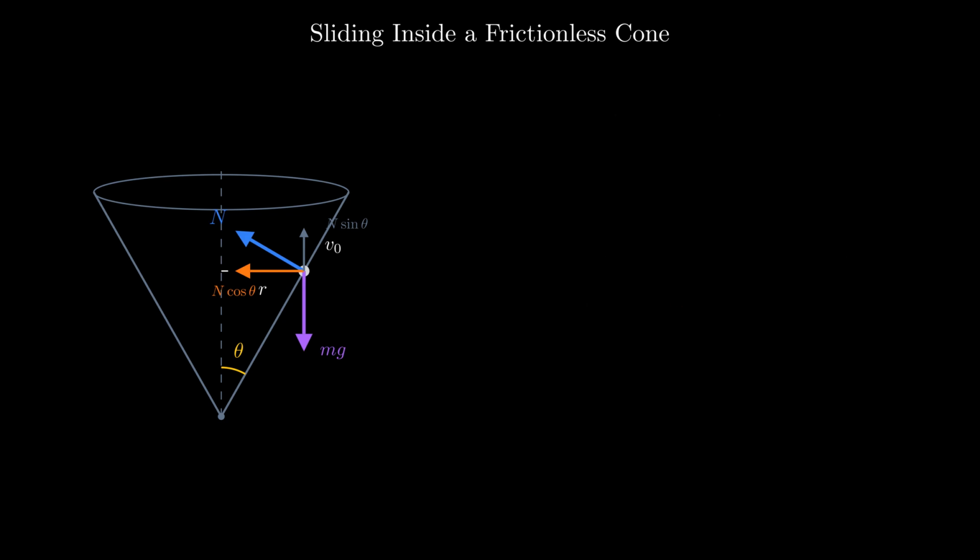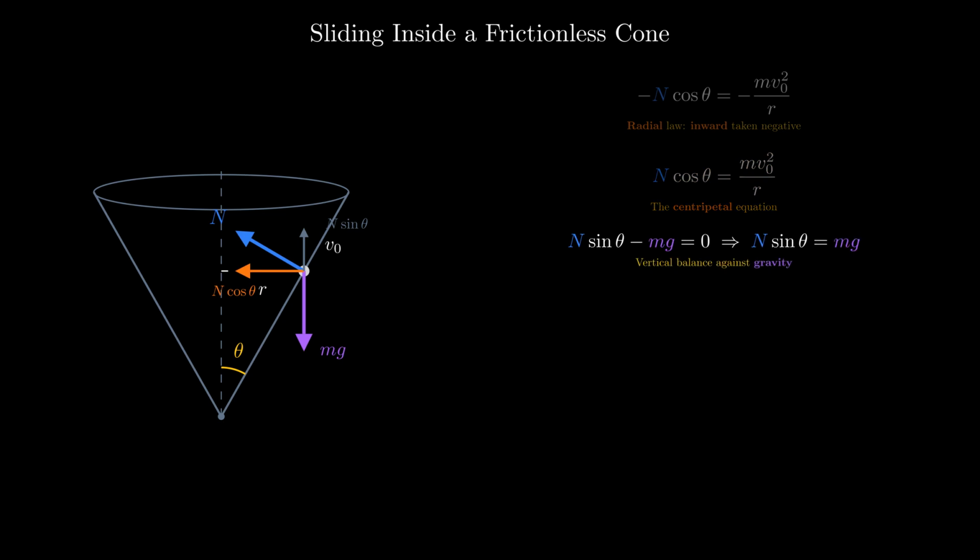Write Newton's second law in the radial direction, taking inward as negative. The only radial force is minus N cosine theta, and it equals mass times the radial acceleration, minus m v0 squared over r. The minus signs cancel, leaving N cosine theta equals m v0 squared over r. This is the centripetal equation. In the vertical direction, the object never rises or falls, so the forces balance. N sine theta minus mg equals 0, that is N sine theta equals mg.